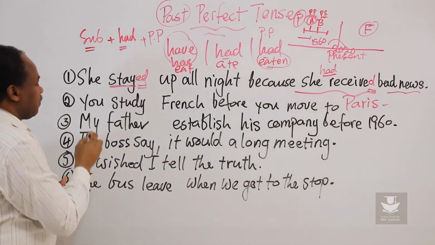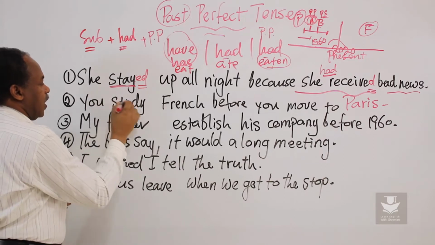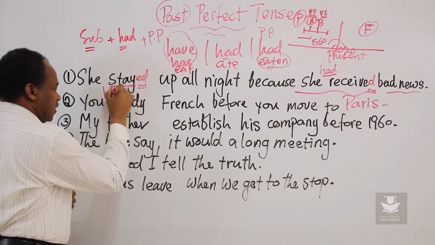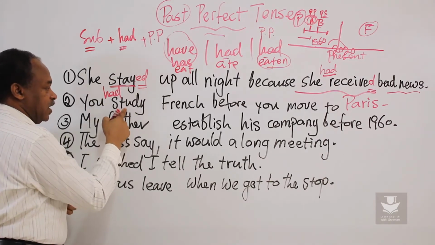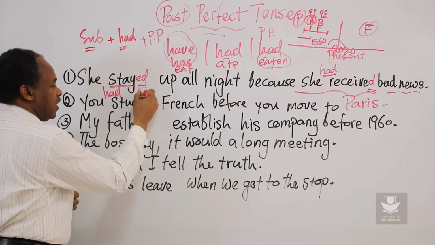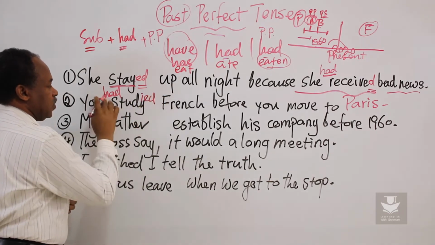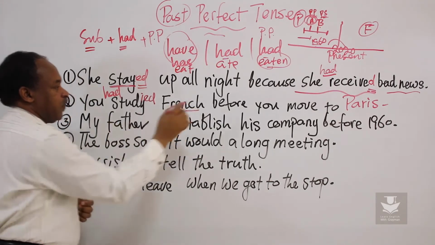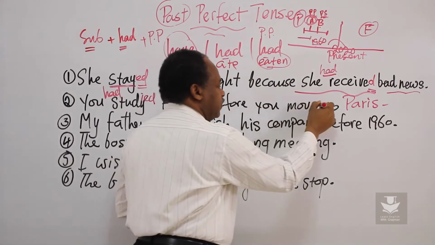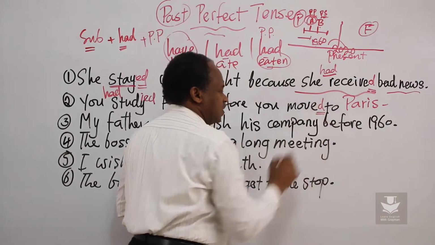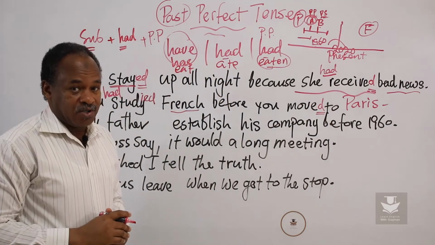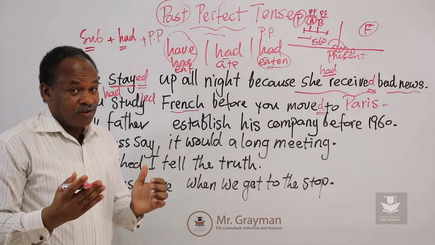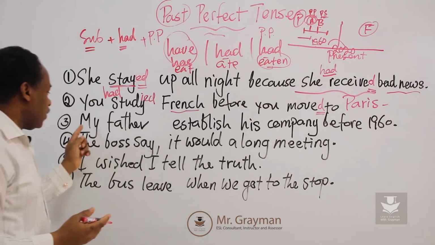So this should be written, you had, and study is going to be I-E-D. You had studied French language, okay? Before you moved, that's past. Before you moved to Paris. Is that clear? Okay, let's move to the third action.